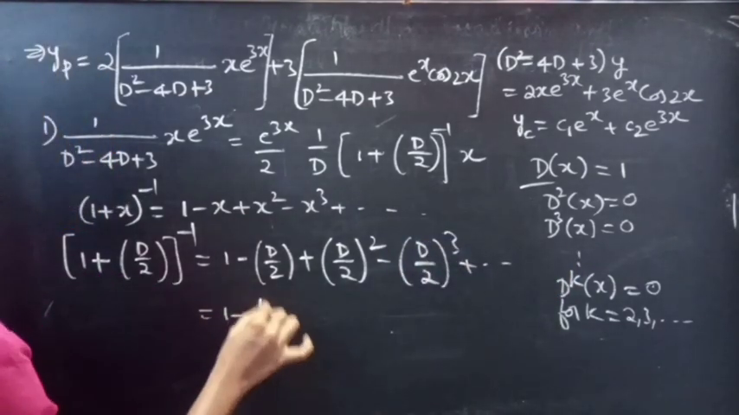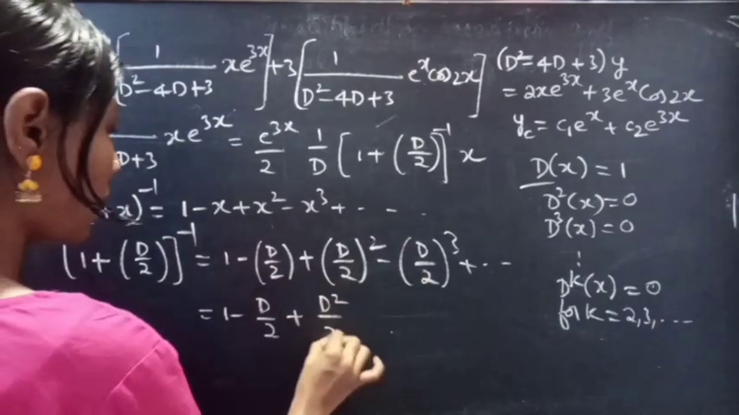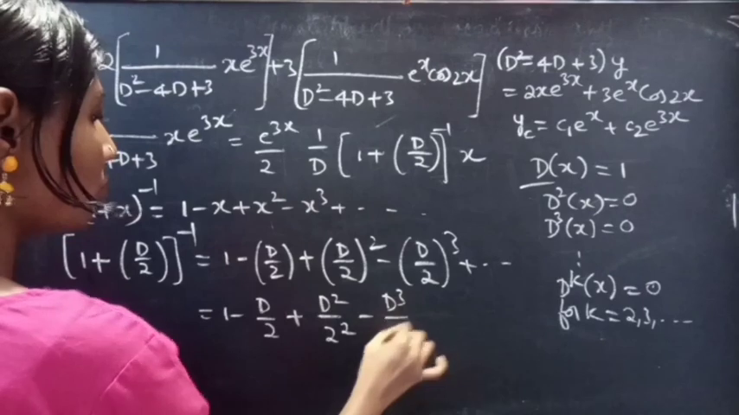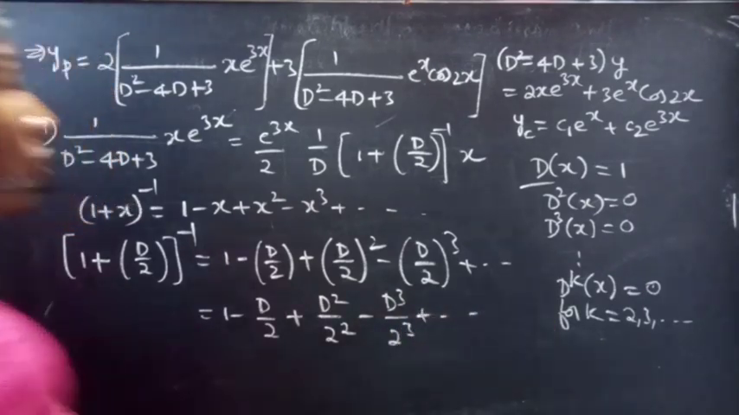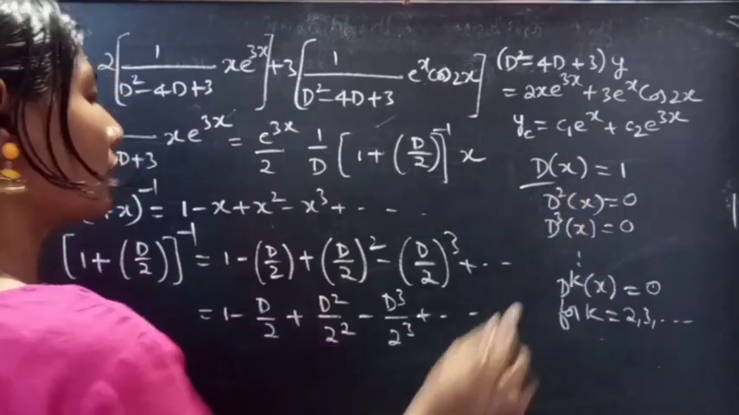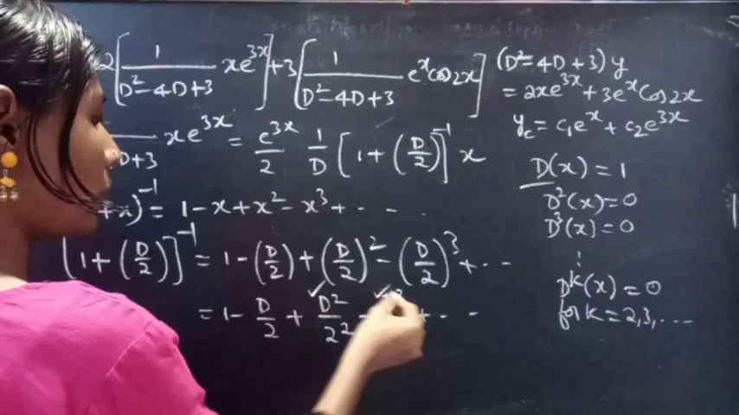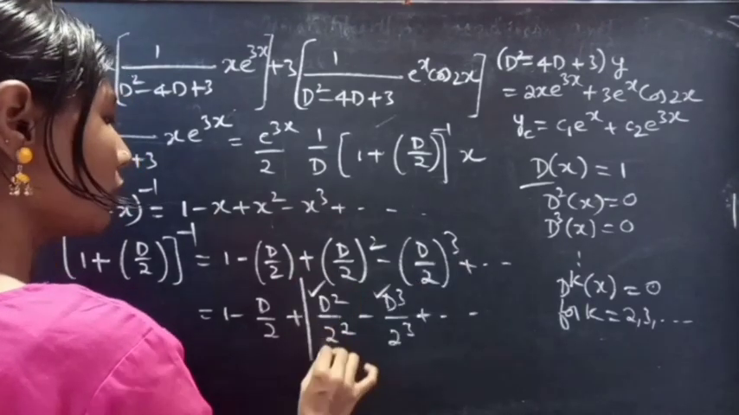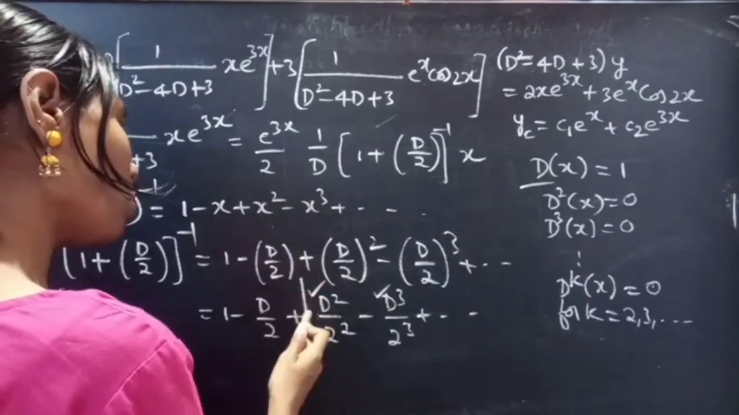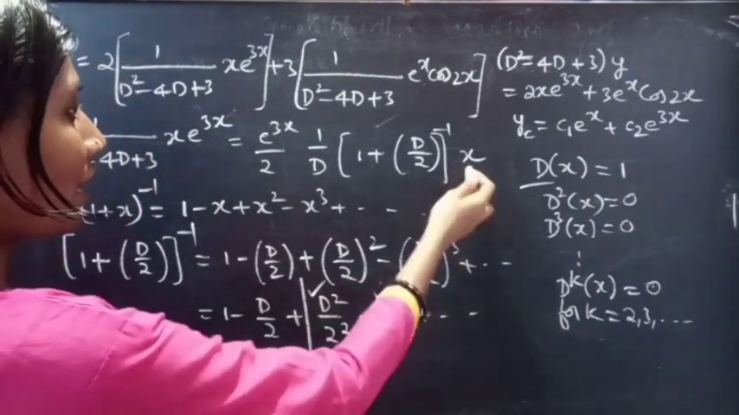This equals 1 minus D by 2 plus D square by 2 square minus D cube by 2 cube plus so on. We know that the derivatives D square of x, D cube of x, and so on become 0. So we can neglect D square, D cube, and from here we can neglect all the higher derivatives because we are going to get those derivatives of x as 0.